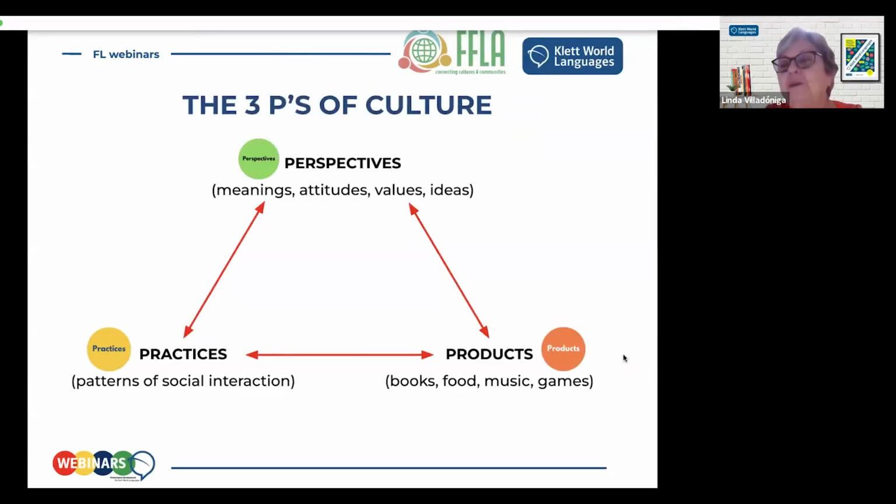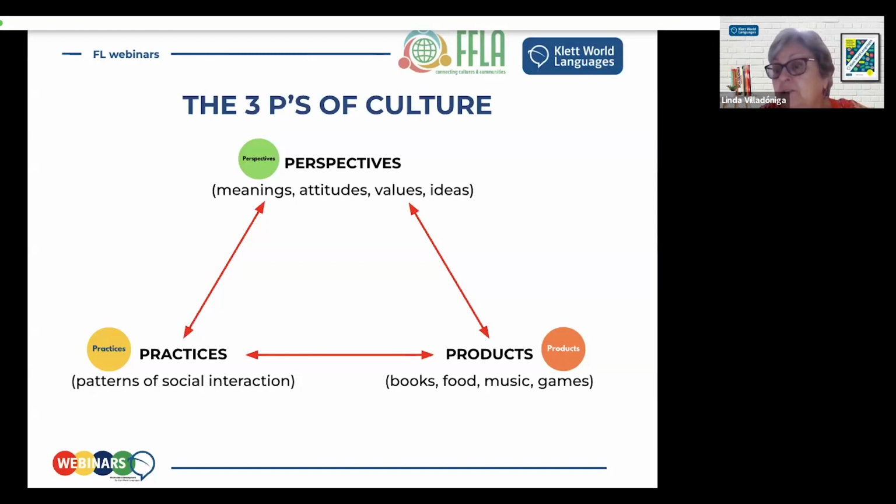Okay, so there are 3 P's in culture, and I think you are all acquainted with these. There are the perspectives, which are the meanings, the attitudes, the values, and the ideas. These are the hardest to teach and the hardest for the students to internalize and learn. The practices are the patterns of social interaction. And then we have the products, which are the books, the food, the music, the games, the everything else, something you can touch and feel. Those are the easiest for you to teach. They are also the easiest for students to learn and internalize because they're tangible.